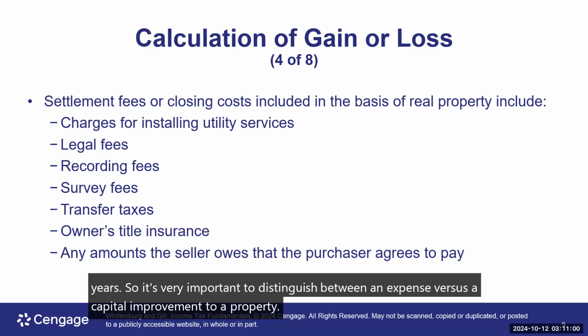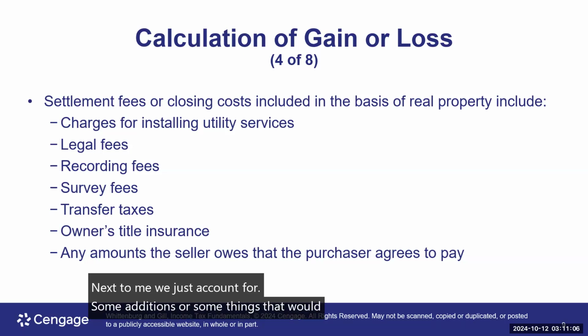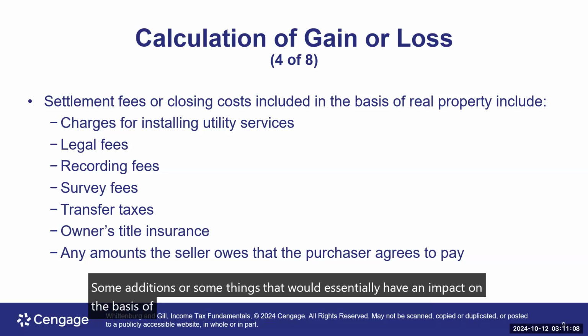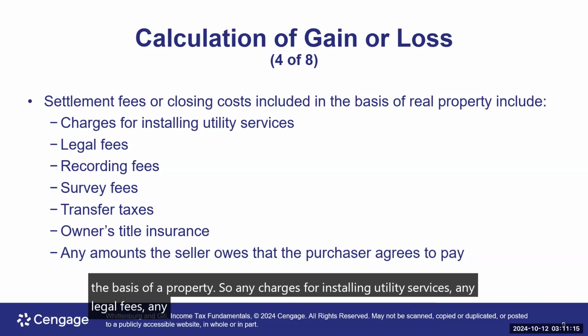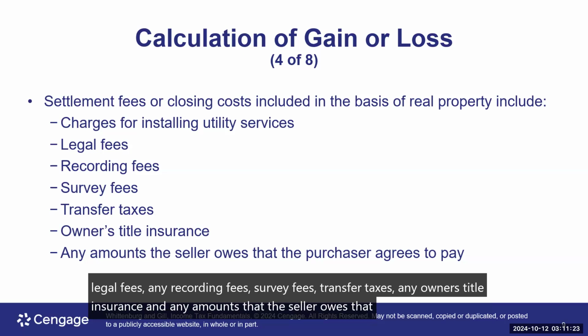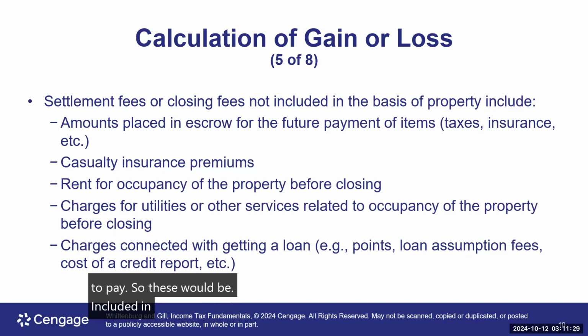Next from there, we just account for some additions or some things that would essentially have an impact on the basis of a property. So any charges for installing utility services, any legal fees, any recording fees, survey fees, transfer taxes, any owner's title insurance, and any amounts that the seller owes that the purchaser agrees to pay. So these would be included in the basis.